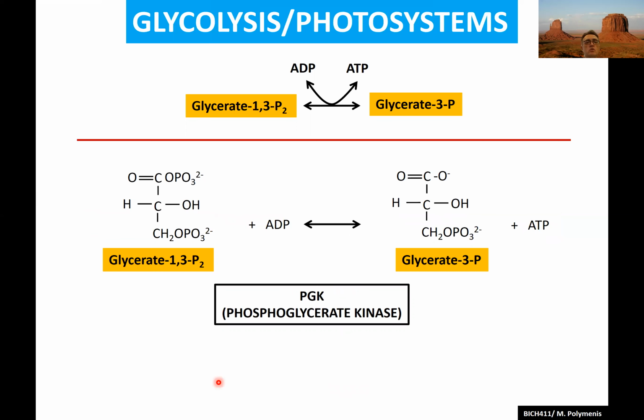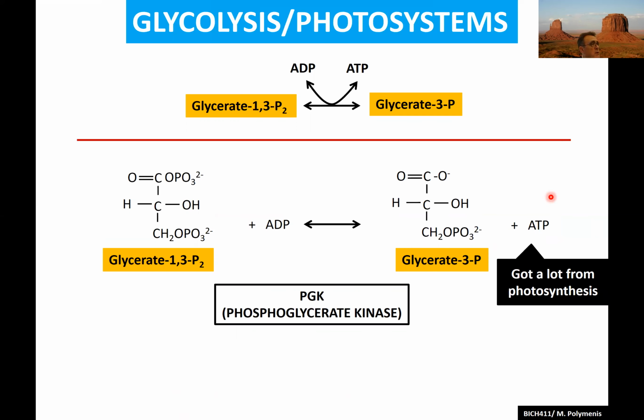So how do you reverse this? Well, we had seen phosphoglycerate kinase, that it was used in glycolysis to make ATP, but it can go back if you give it a lot of ATP, from which we got a ton from photosynthesis. If you have the ATP to spend, you can reverse it.